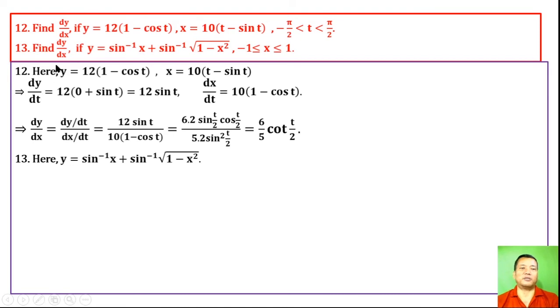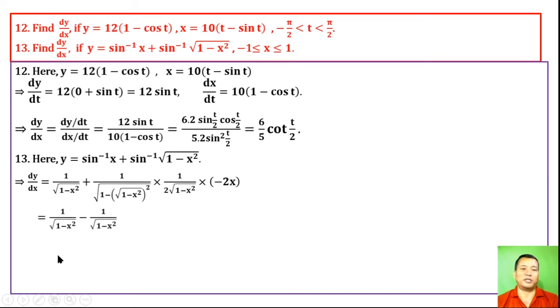For question number 13, find dy by dx, y equal to sin inverse x plus sin inverse of root over (1 minus x square), where x is lying between minus 1 and 1, including the two. Therefore, dy by dx for sin inverse x, the derivative is exactly 1 by root over (1 minus x square). For this, 1 by root over (1 minus something squared) into derivative of root over of something, that is 1 by 2 root over of (1 minus x square) into derivative of (1 minus x square), that is 0 minus twice x. Simplifying, we get this, which is 0. Therefore, derivative dy by dx is 0.